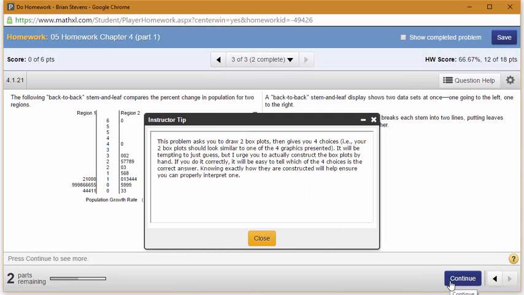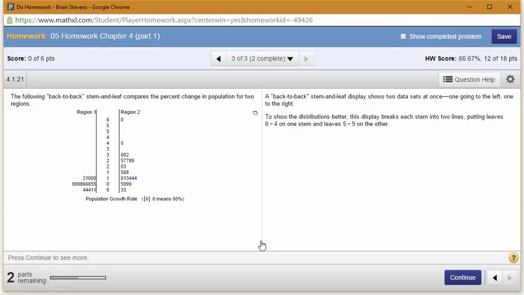Last problem, side-by-side stem and leaf plots. And this problem is the bane of people's existence. There's always one per homework assignment. But we're looking at percent here. Always good to look at the key to start. 6|0 means 60%. So the maximum in region 2 is 60, and the maximum in region 1 was 12. So let's go ahead and look at our box plots.